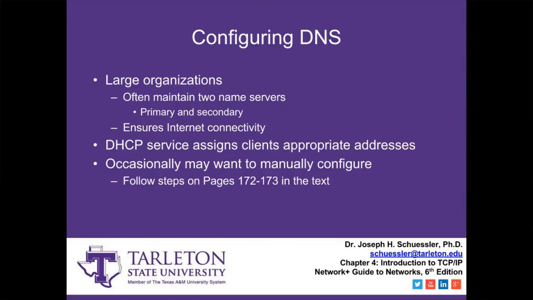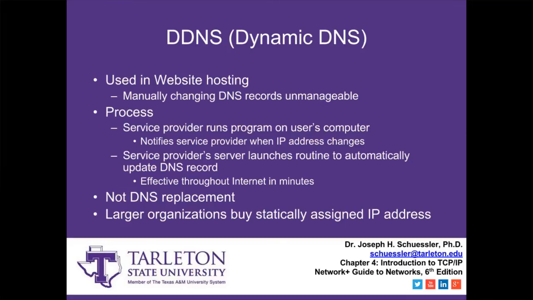Like I mentioned, if you're an individual, you may occasionally want to bypass DHCP and actually manually configure your own. There's some steps in the book on page 172 to 173 that talk about this. Personally, I like to configure DNS servers to use multiple organizations' DNS servers, your ISP's, Google's, for example, because that way if a particular DNS server goes down, you've got a nice backup. And so it's nice when it's more than one organization's DNS server. And there's a number of public DNS servers that exist, as I mentioned, Google, for example.